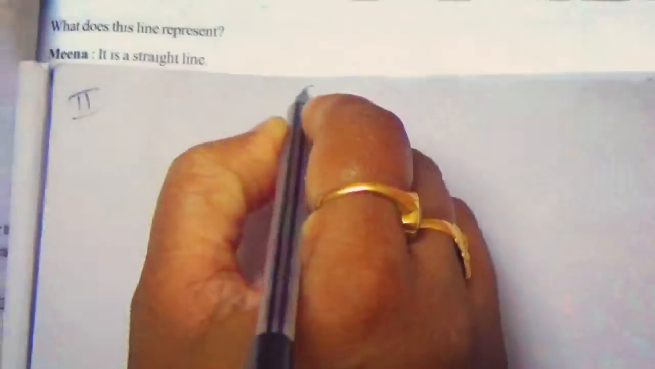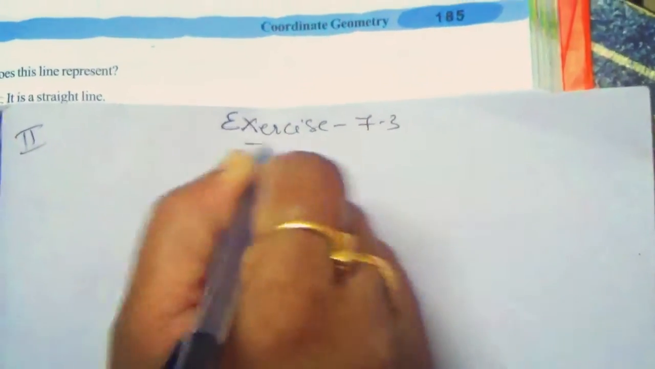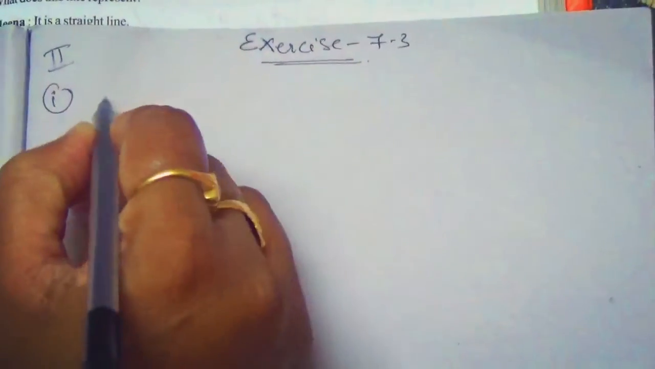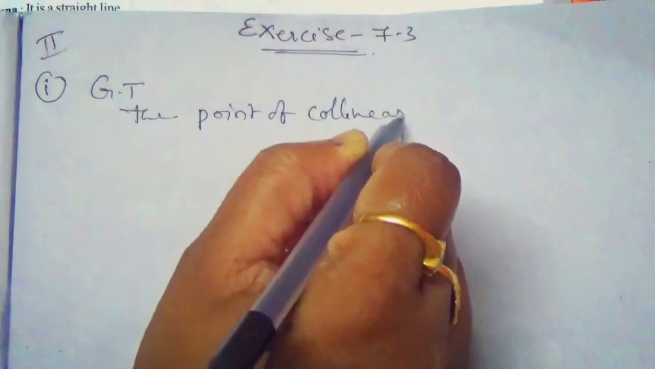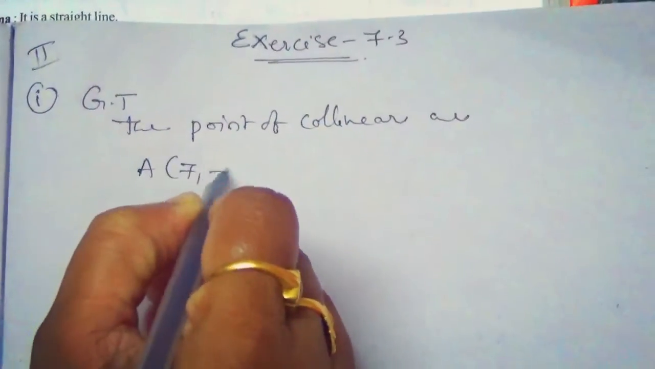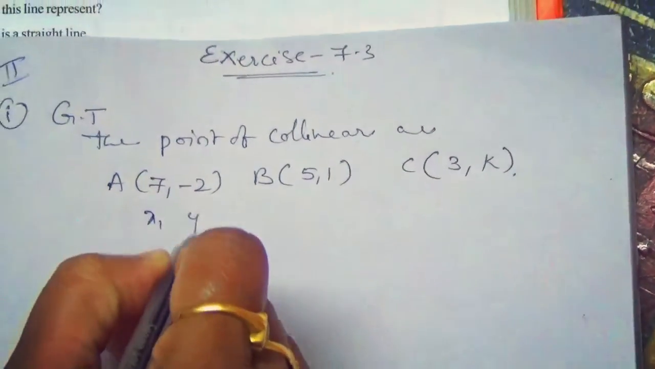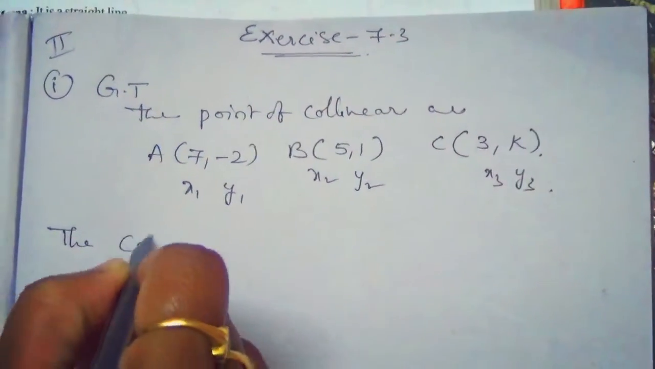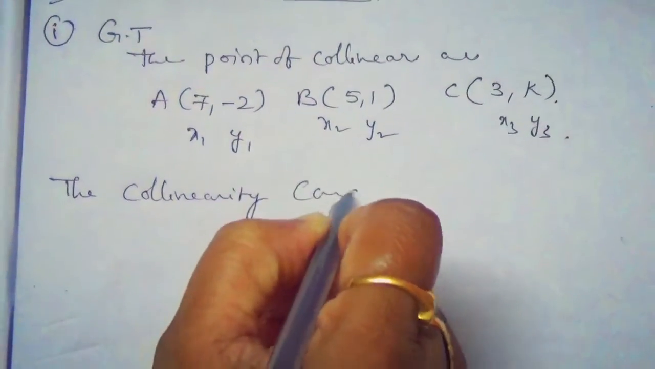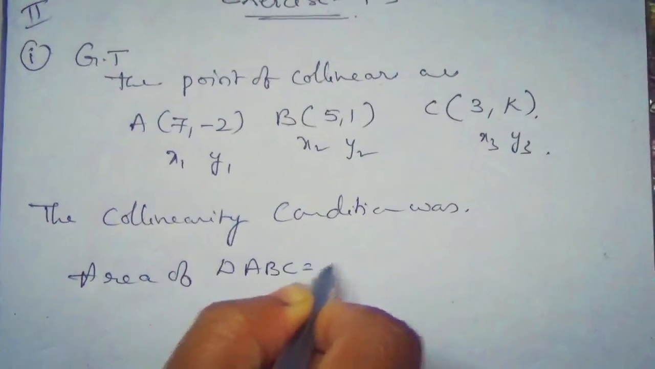Okay, the first sum, second Roman in exercise 7.3. Here the points given as collinear are A (7, -2), B (5, 1), C (3, k). Let us take the values as x1 y1, x2 y2, x3 y3. The collinearity condition was that the area of triangle ABC is equal to 0.